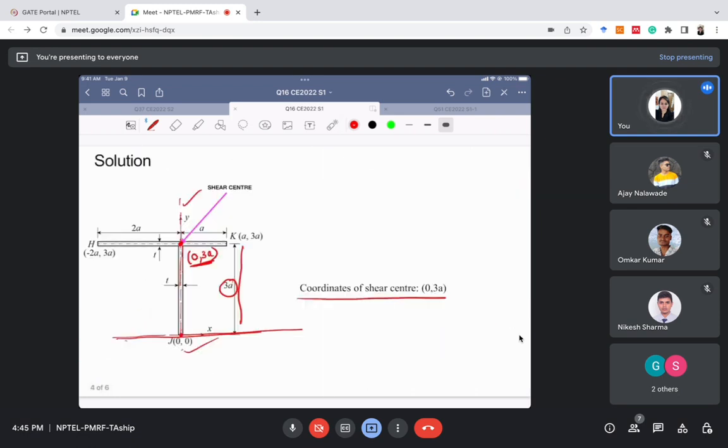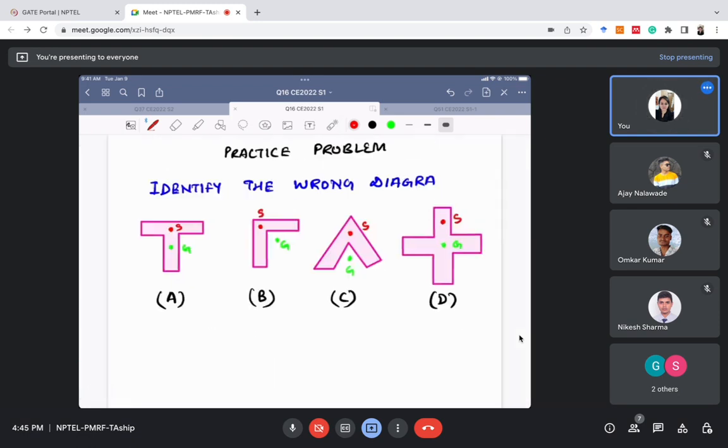So now the problem. Please identify the wrong diagram in this. There are four diagrams given to you: A, B, C, D. S denotes the shear center and G denotes the center of gravity of the cross section. Please identify the wrong diagram from these four options.